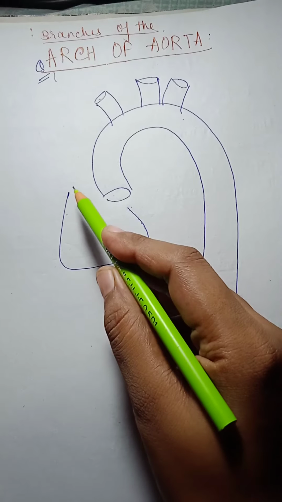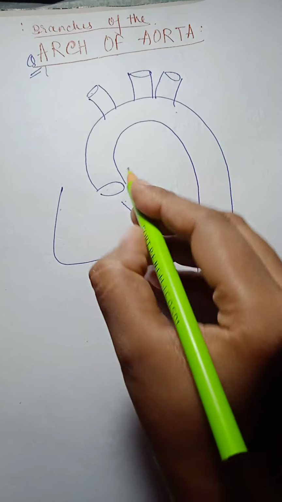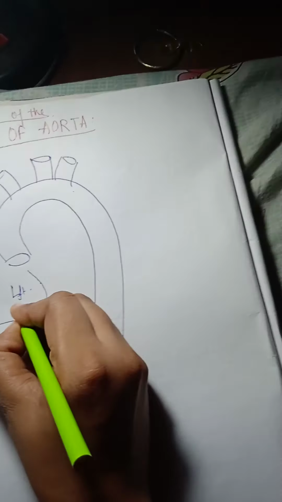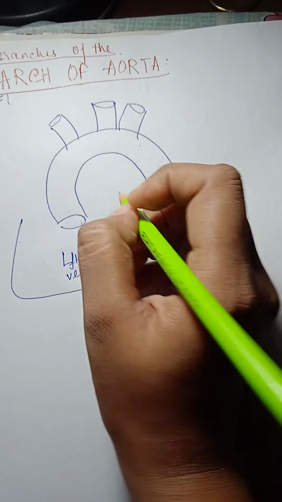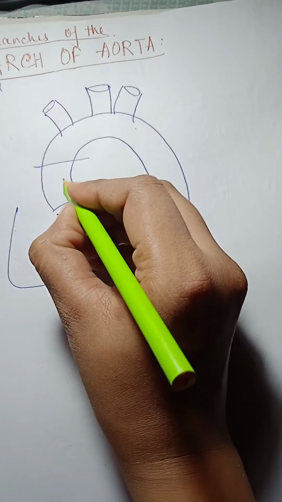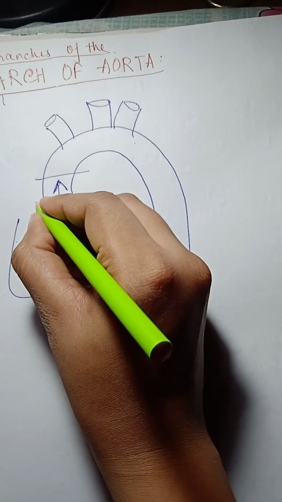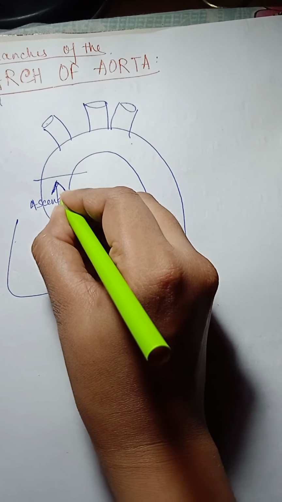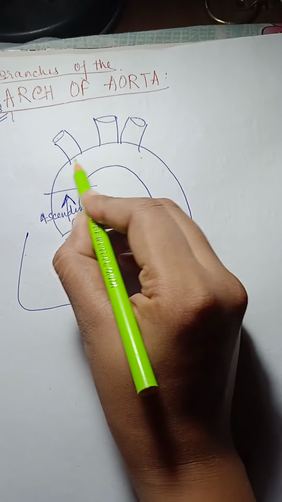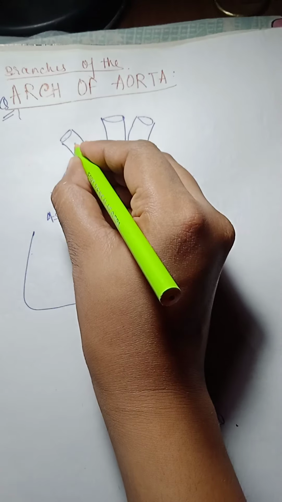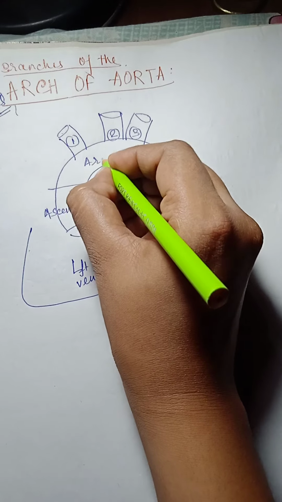So basically, just consider this as a hypothetical diagram. Suppose this is your heart and this is the left ventricle. The arch of aorta arises from the left ventricle, and this part, which is carrying the blood in the upward direction from the left ventricle, is known as the ascending aorta. And this part from where three branches are coming out is known as the arch of aorta.